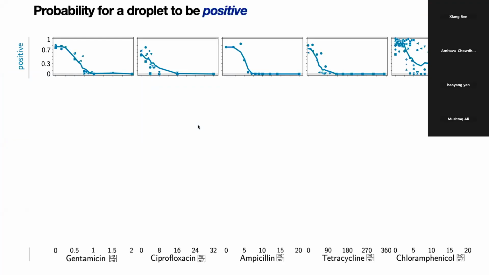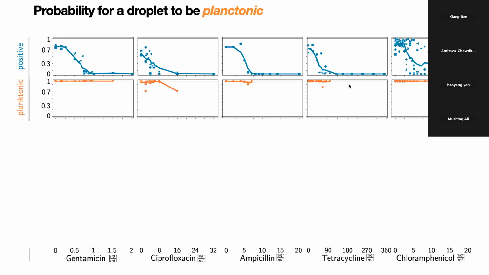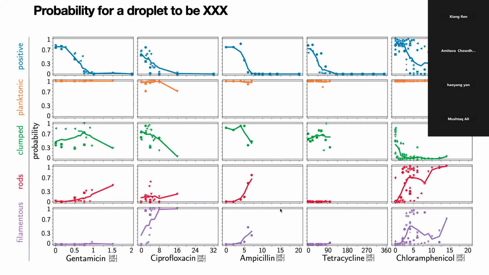And by doing this, you train a neural network, and then you go back to all of your droplets, and then you can ask, as a function of concentration of antibiotic, how many droplets are positive, how many droplets contain planktonic cells, and so on and so forth. And so you can, for each one of the experiments, detect how many are in which condition. And this is ugly data. You don't really know what to do with them.